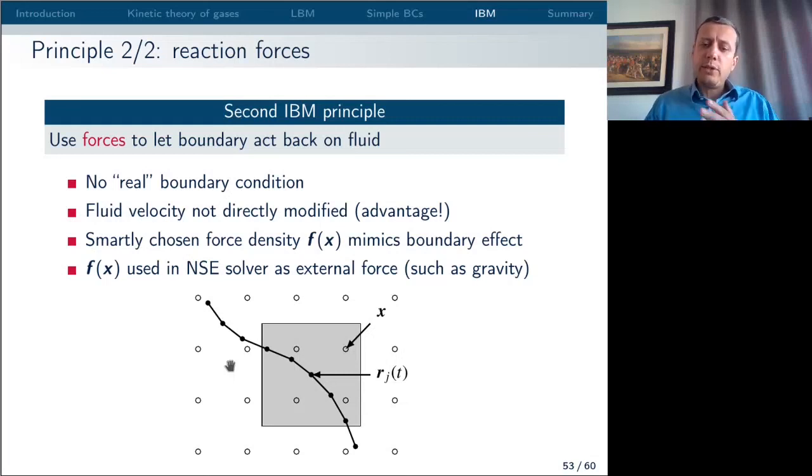So if the fluid is not supposed to penetrate a solid, then there will be a force exerted by the solid on the fluid that pushes the fluid back in a way that, as a net effect, the fluid is not moving at the location of the boundary. So the immersed boundary method is not really a boundary condition, it is just mimicking the effect of a boundary.